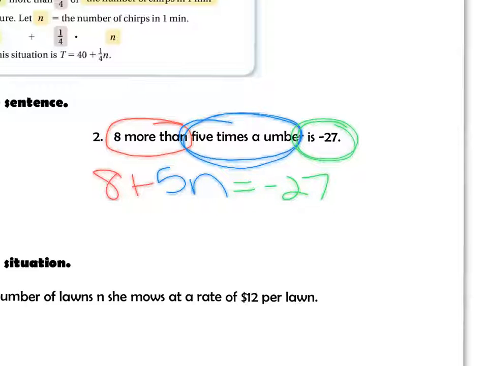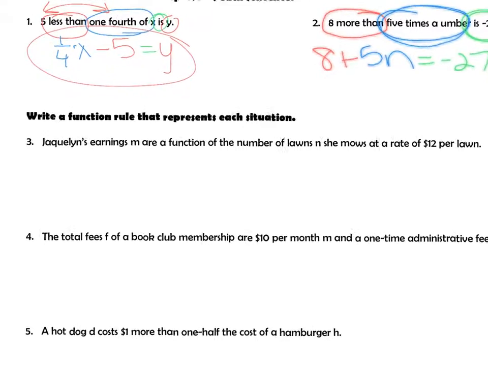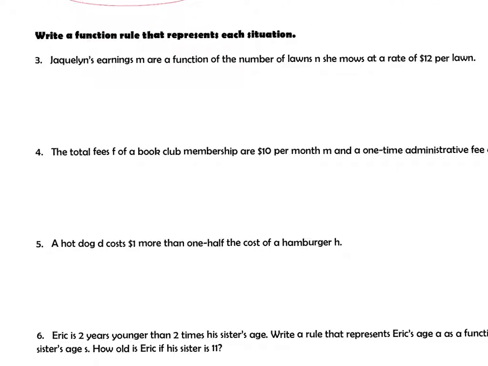And you don't have to do any solving today. Just write an equation. So 8 plus 5n equals negative 27. So those ones are pretty straightforward. These next ones, we're going to have to think a little bit.